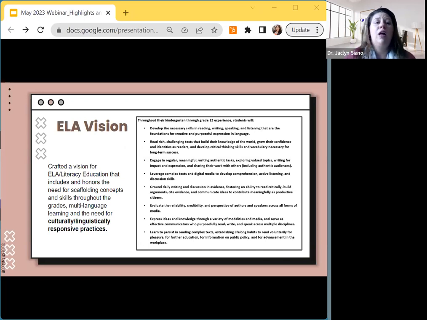They also created a vision for ELA and literacy education. It focuses really on the needs for scaffolding, multi-language learning, and a lot about culturally responsive practices. So as I mentioned in the beginning, that's that big push for diversity, equity, and inclusion. And it really talks about the goal of how we are creating students who are ready for college and careers, and how we are going to develop their skills to make them productive global citizens. So the vision pretty much outlines, I think if you look at it very closely, why they made the changes they did in the revised standards.